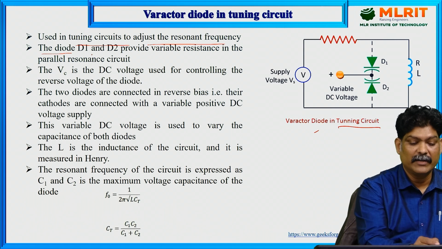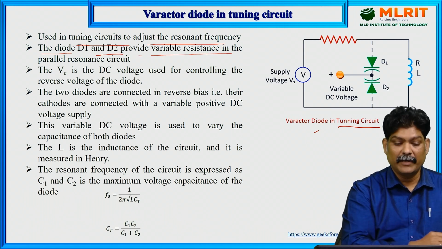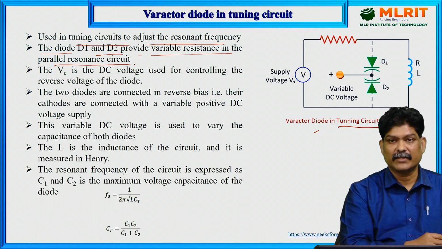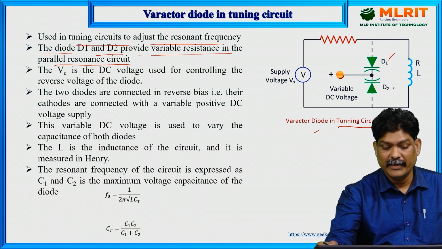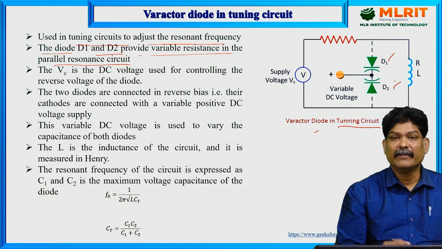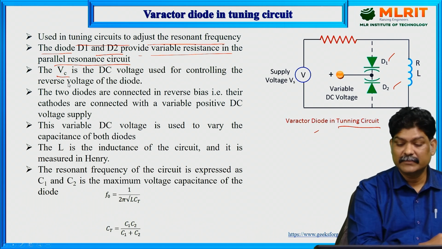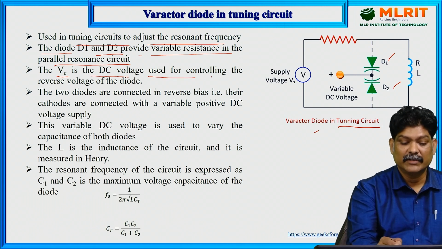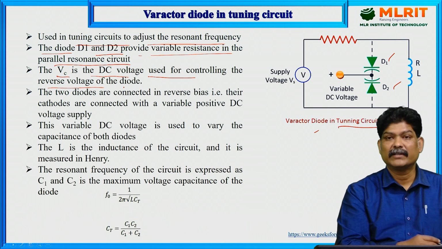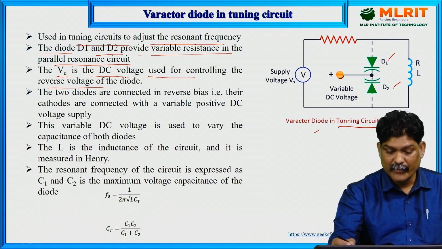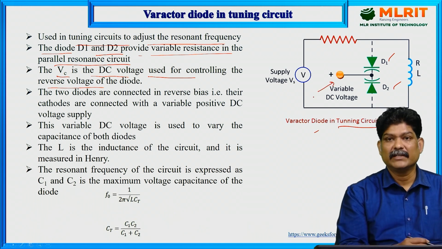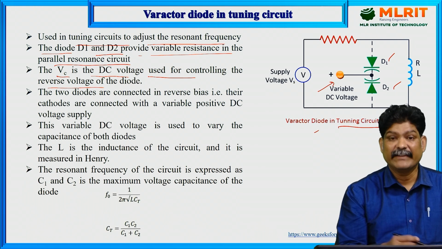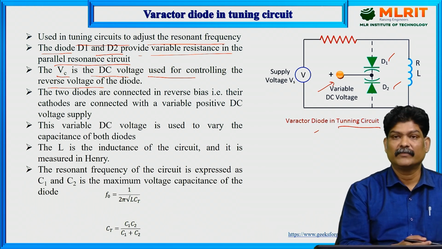The diodes D1 and D2 provide variable capacitance in the parallel resonance circuit. So here diodes D1, D2 provide variable capacitance in the parallel resonance circuit. VC is the DC voltage used for controlling the reverse voltage of the diode. So here we are using a variable DC voltage which can control the reverse bias voltage of the diode.